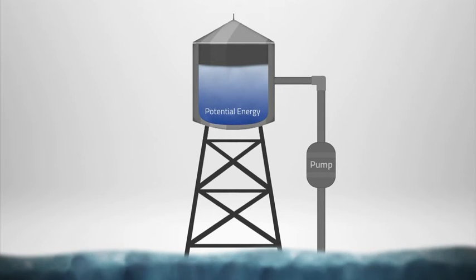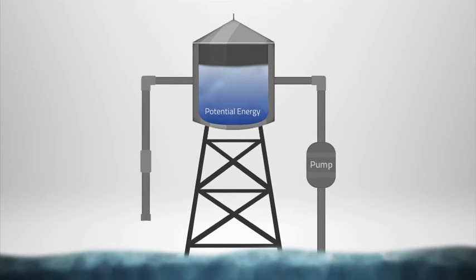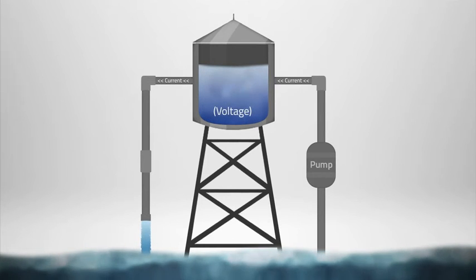yet releasing that energy. So now let's connect another pipe to the tank to complete the circuit and produce a current. In this example, the flow of water through the pipes can be thought of as the current, and the total stored potential energy of the water in the elevated tank can be thought of as the voltage.